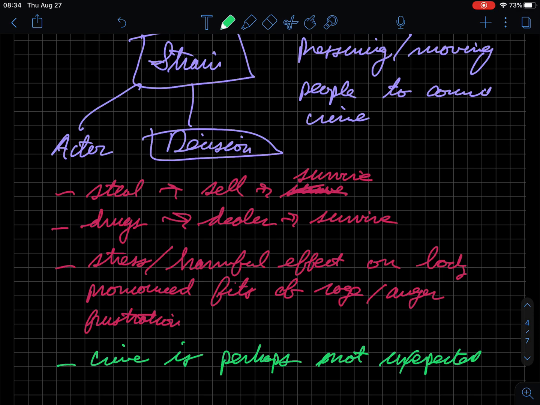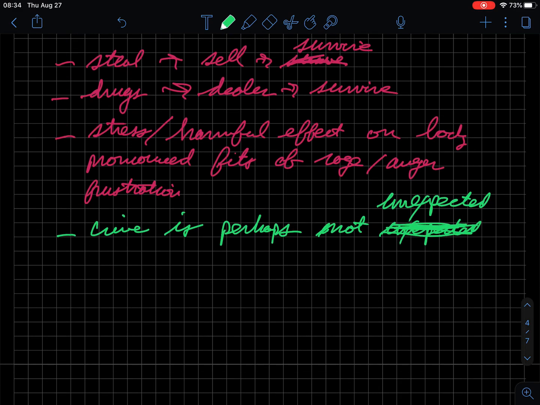But there are these pressures. So it's not necessarily unexpected, but as a result of it, it creates these pressures on people to adapt, conform, survive, things like that.